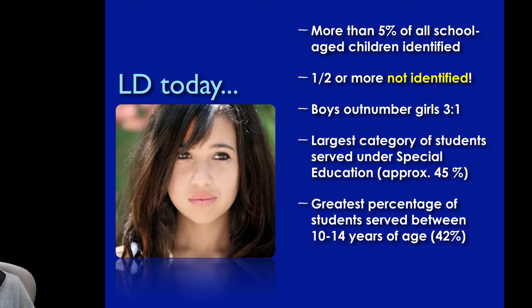Learning disability makes up the largest category of students who receive special education services in the U.S. About 45% of students who have an IEP in the U.S. do so because of a learning disability. The greatest percentage of students served who have learning disabilities is between the age of 10 and 14. One of the things that happens most often in the U.S. is that students with learning disabilities are not identified until 3rd grade. This is an enormous disservice to students.